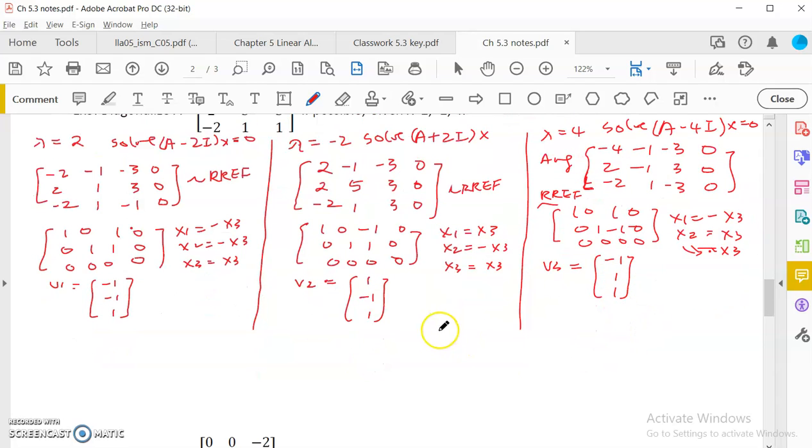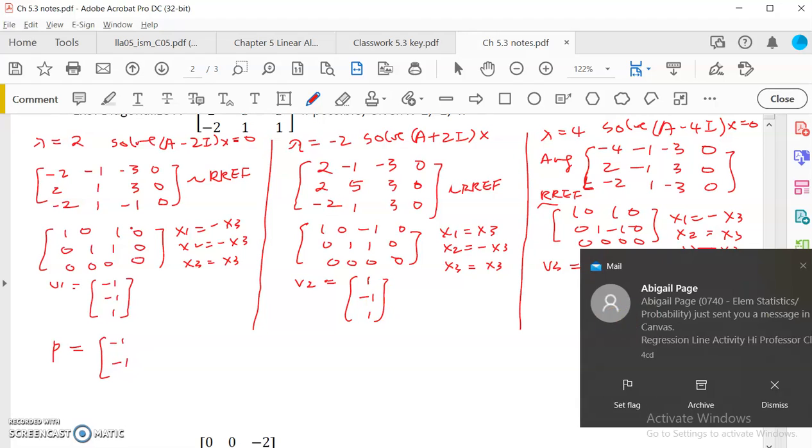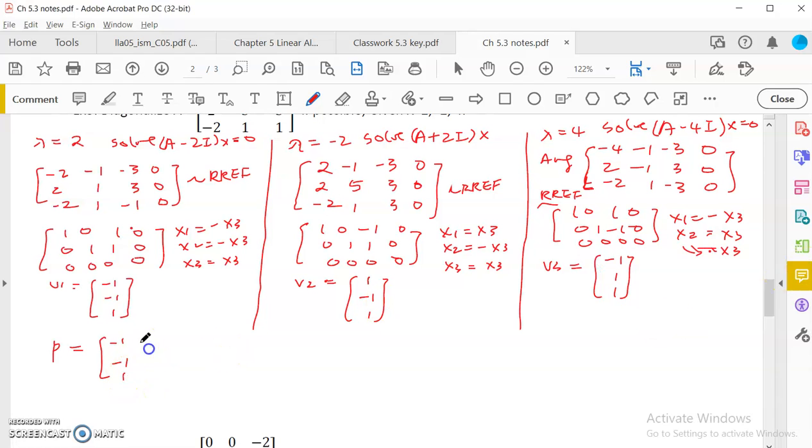So now I get 3 vectors. My P would be this one: negative 1, negative 1, 1, 1, negative 1, 1, negative 1, 1, 1. They should be linearly independent because they are from different eigenvalues. And then my D would be the eigenvalues 2, negative 2, and 4: 2, 0, 0, 0, negative 2, 0, 0, 0, 4.